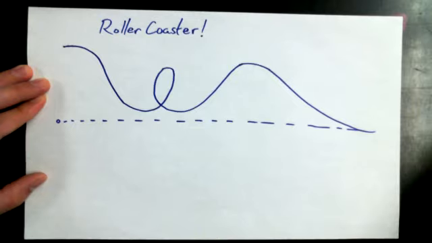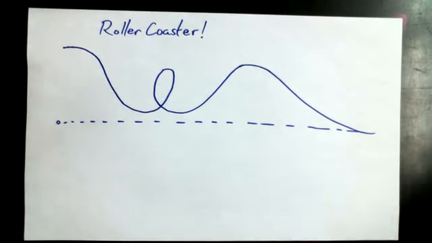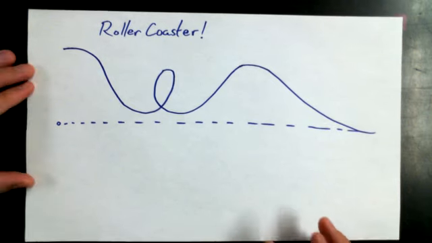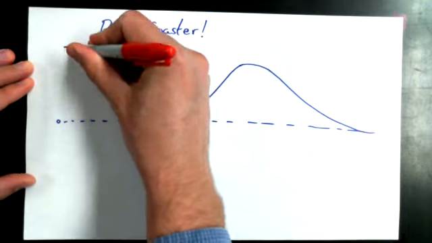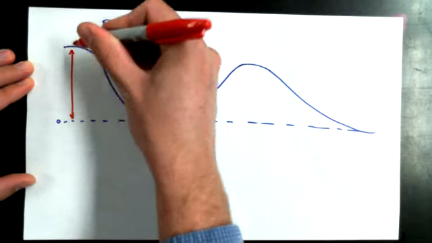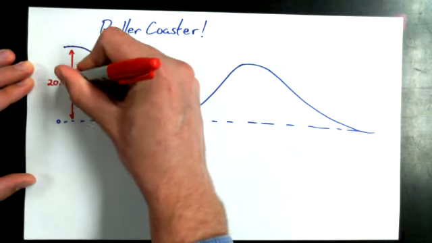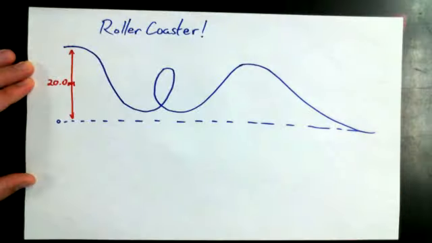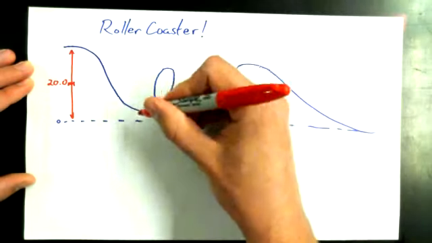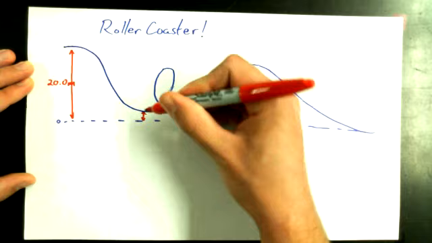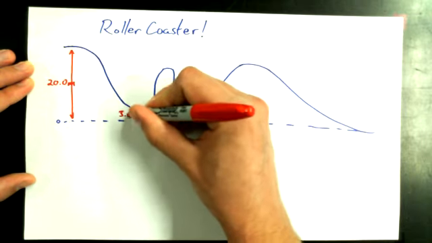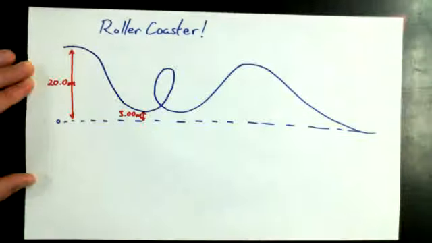And I can go through and look at this roller coaster at different critical points to define some heights. The first critical point I'd like to define a height for is at the beginning. And that is 20.0 meters. The next critical point is going to be at the bottom of this first dip. And that's going to be at 3.00 meters. I'm just trying to provide myself with 3 sig figs here.